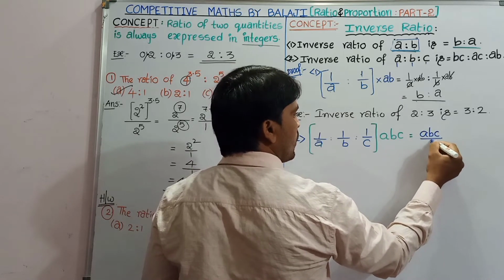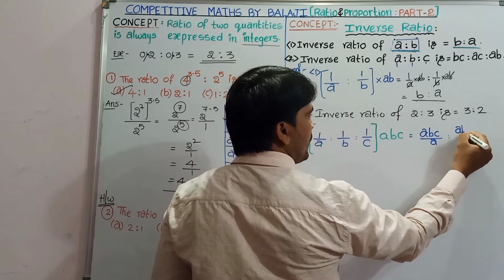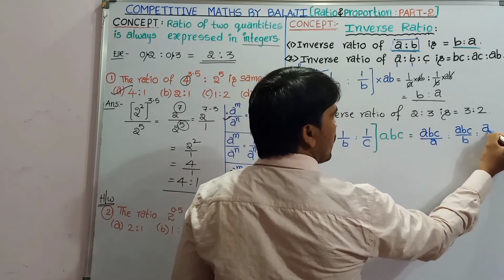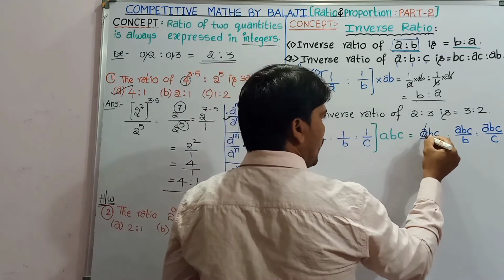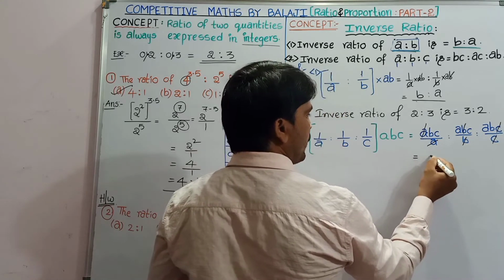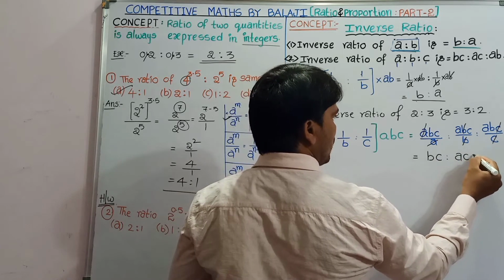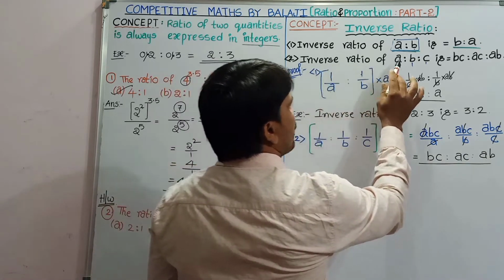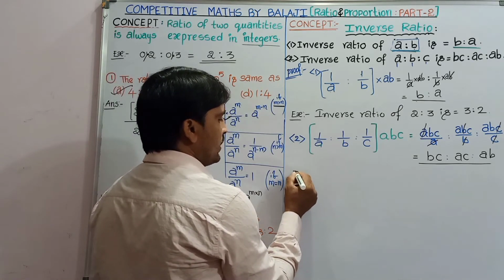ABC by A is to 1 into ABC, ABC by B is to 1 into ABC, ABC by C. See here, A gets cancelled, B gets cancelled, C gets cancelled. What we have here in the first term is BC, is to second term is AC, is to third term is AB. Thus the inverse ratio of A is to B is to C is BC is to AC is to AB. Let us consider one example.